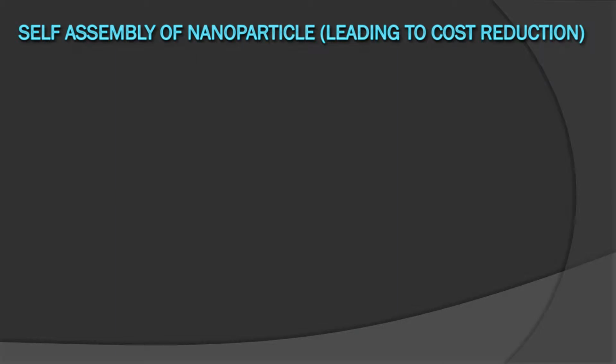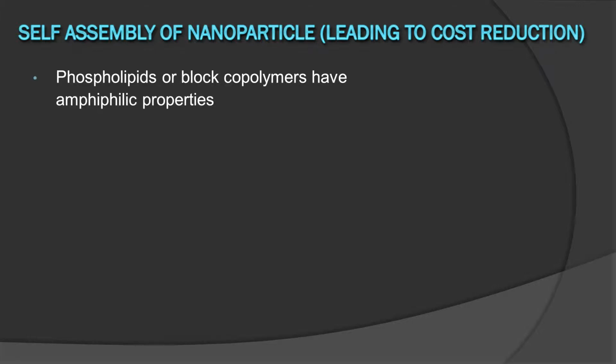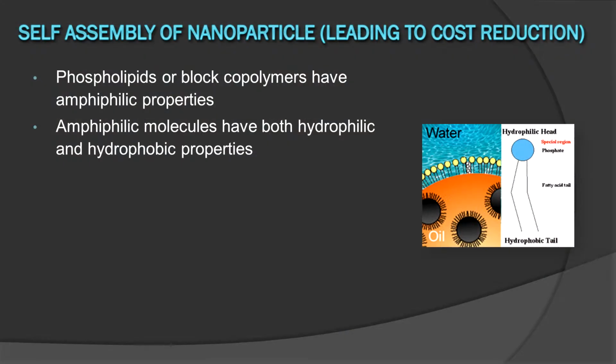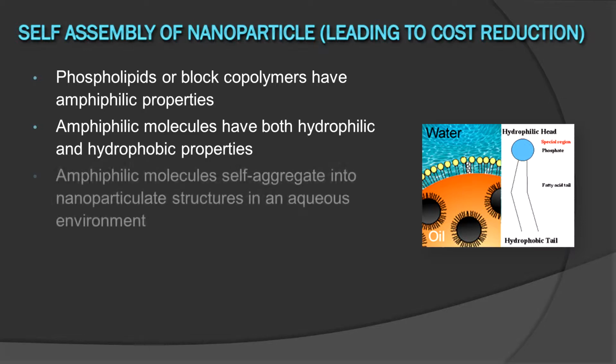Okay, so the self-assembly of nanoparticles is one of the factors that's leading to the cost reduction because of this process. So phospholipids, or block copolymers, which are the two different amphiphilic materials which I'm using, both have these amphiphilic properties. And essentially what a molecule needs to be in order for it to be amphiphilic is that it has both a hydrophobic and hydrophilic part. Now what that means is that hydrophobic things hate water and will do anything to escape it, while hydrophilic things love water and will expand into it.